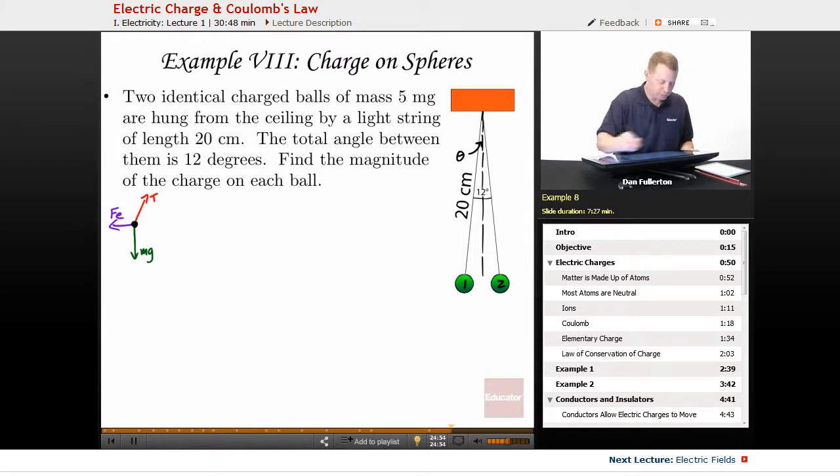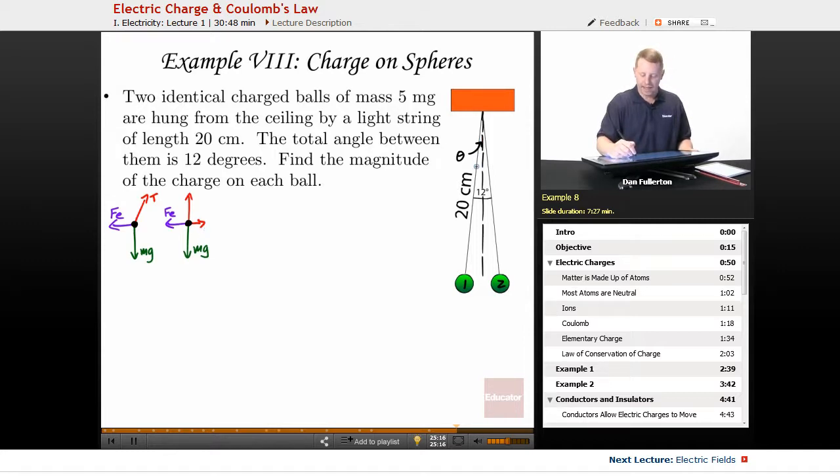So the way I'm going to do that is I'm going to redraw my free body diagram to make a pseudo free body diagram, where I still have mg down. I have the electrostatic force to the left, but now I'm going to break up this tension into a component that is vertical and a component that is horizontal.